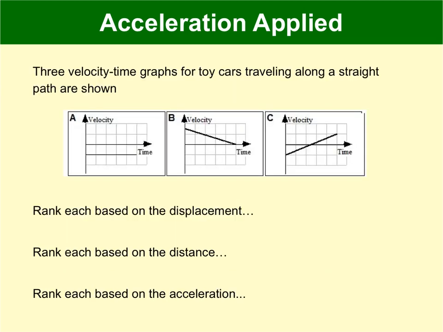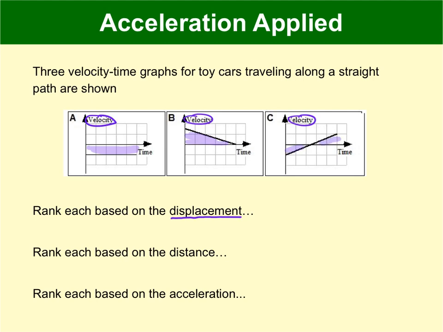Last example. We have 3 cars and we're given velocity. It's always key to note what type of graph versus time, and we're asked to find a few different things. The first concerns the displacement. We remember displacement is the area under each graph.